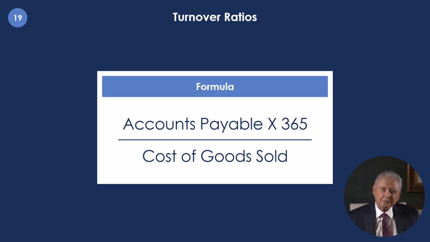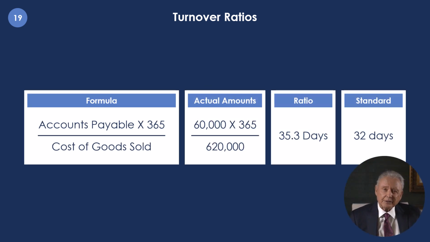This is called number of days cost of sales in accounts payable. Let's calculate the number of days cost of sales in accounts payable. We take accounts payable of 60,000, multiply by 365, then divide by cost of goods sold, 620,000. The result is 35 days. The standard is 32 days. This isn't based on the clothing industry. It's a general financial standard based on the idea that most vendors extend 30-day terms.